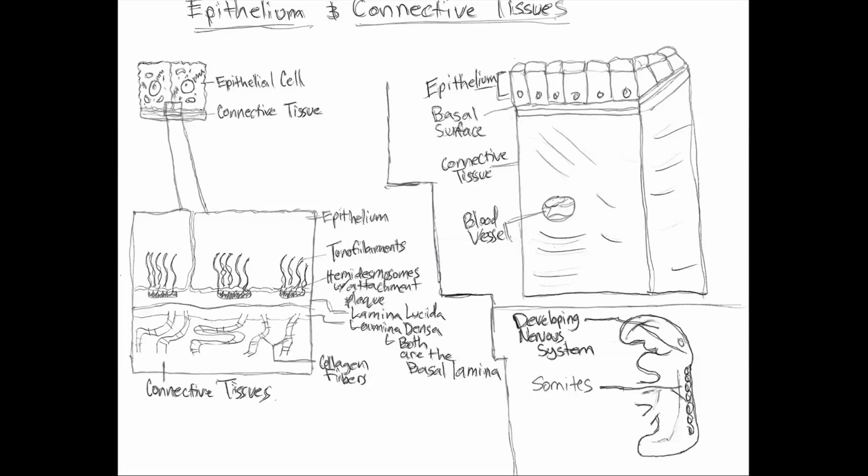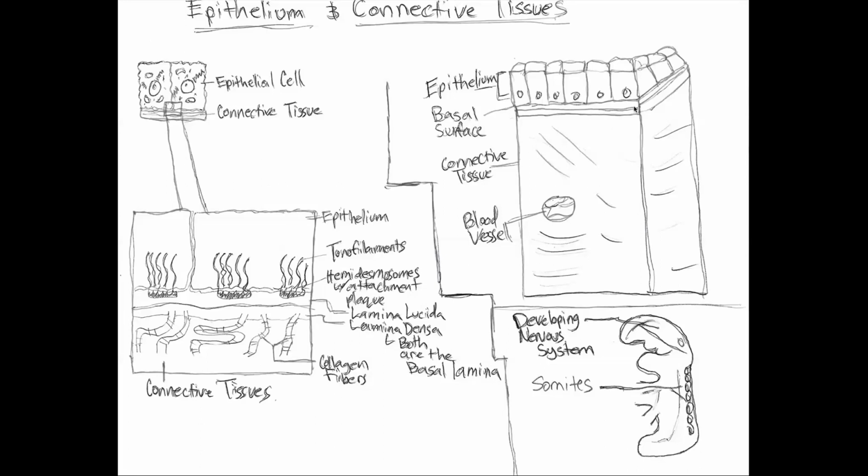And so here we can see the lamina lucida and lamina densa, which both create the basal lamina. And then that begins the connective tissues, which are infused with collagen fibers. This picture on the upper right quadrant here also shows the columnar epithelial cells with their nucleus.